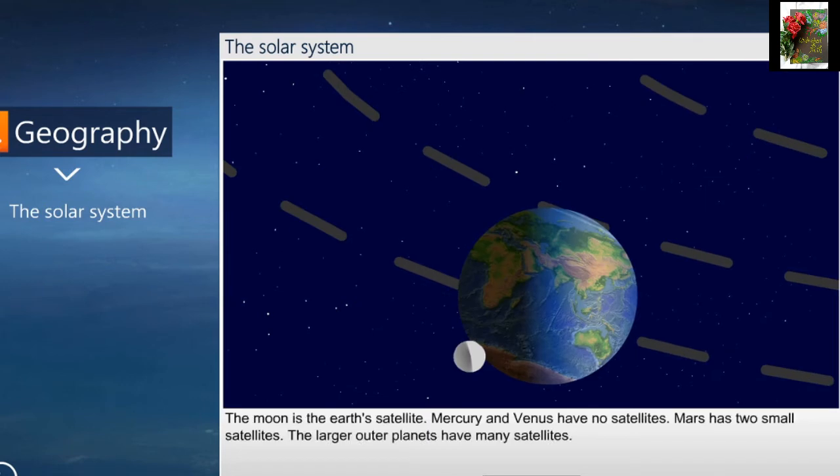The Moon is the Earth's satellite. Mercury and Venus have no satellites. Mars has two small satellites. The larger outer planets have many satellites.